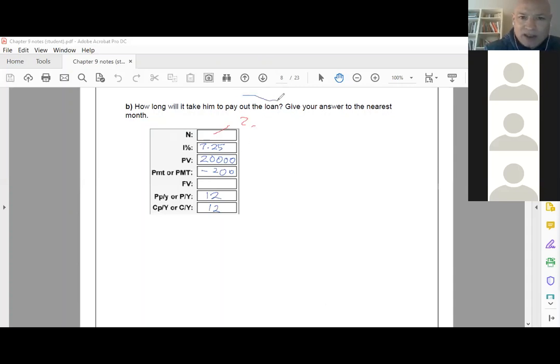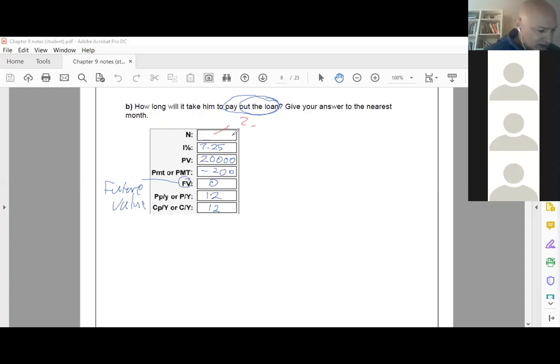Well, if the loan is going to be paid out, what is the future value of the loan going to be? Tell me that. What would be the future value of the loan if it's going to be paid out? Zero. If it's paid out, there's nothing he owes anymore, so it's zero. So now let's come and work out our N. So if I go back into the calculator, and you guys please do it as well.